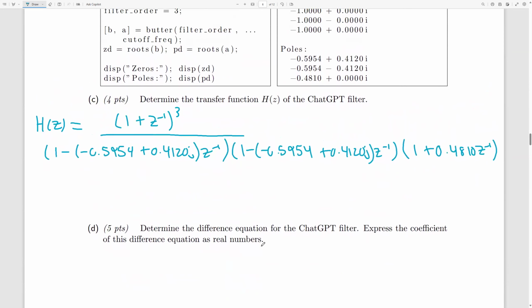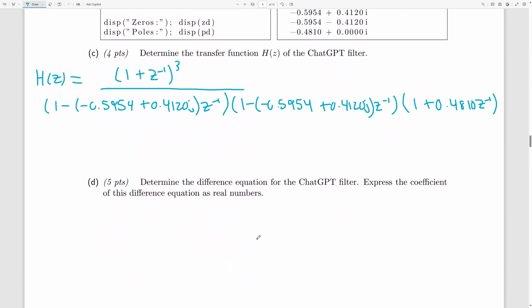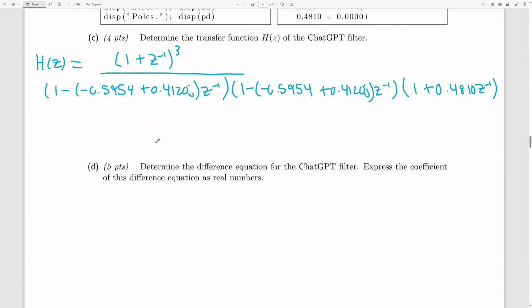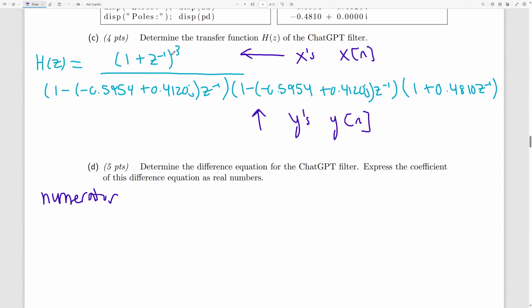And next, determine the difference equation for the ChatGPT filter. Express the coefficients of this difference equation as real numbers. Remember that when you do these problems, everything in the numerator are your x's, some type of shifting of x of n, and everything in the denominator is your y's. When you do the numerator, you will get (1 plus z to the negative 1) cubed. So you expand that out, and this will be equal to 1 plus 3z to the negative 1 plus 3z to the negative 2 plus z to the negative 3.